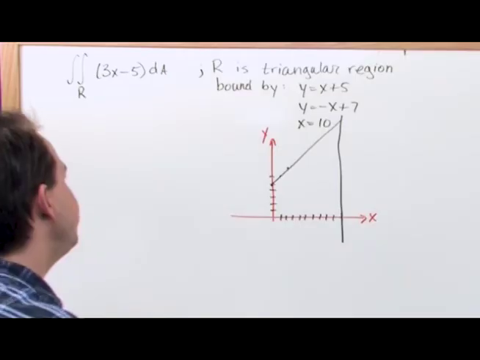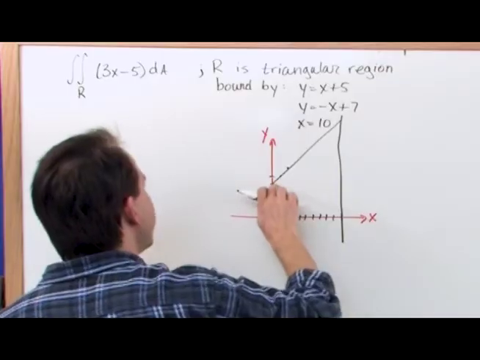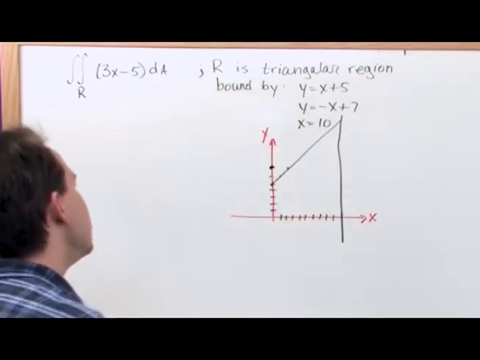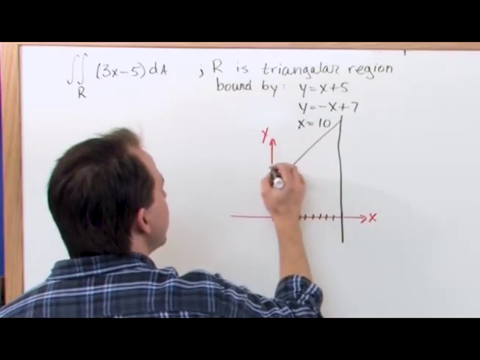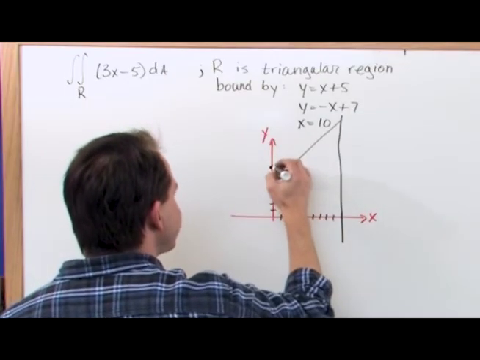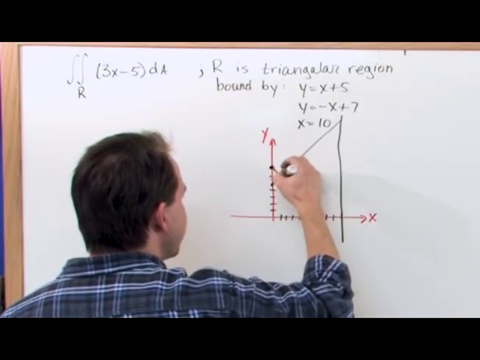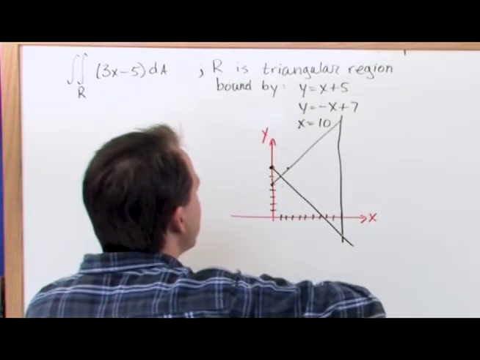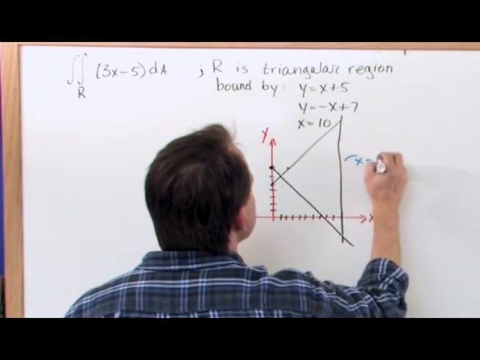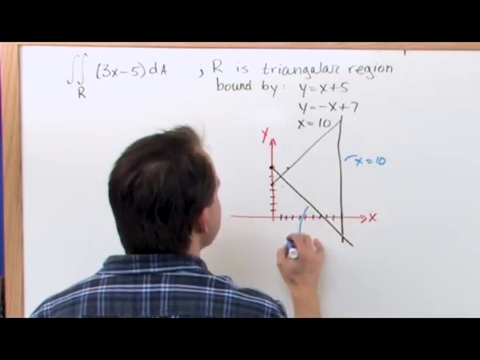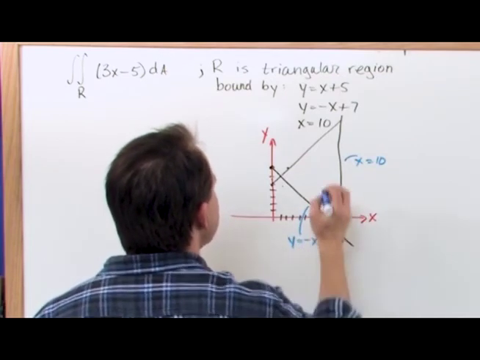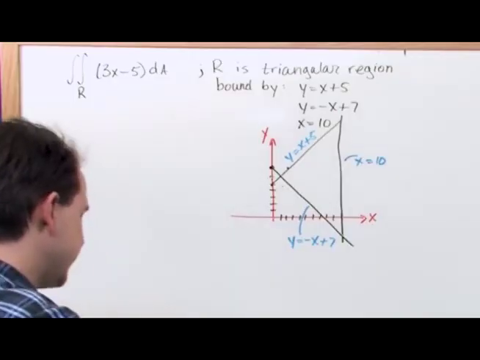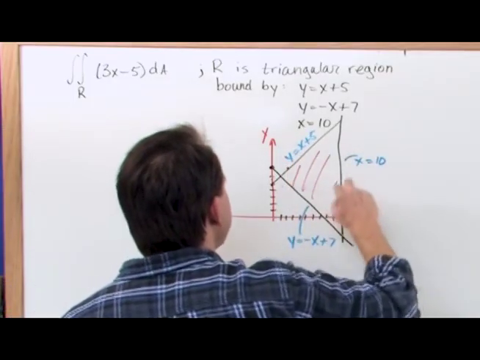Now what does the other one look like? Y-intercept of 7, so that's 5, 6, 7. So the y-intercept is here, but the slope is negative. That means I go down 1 and over 1. So this one goes something like this. So this right here is x is equal to 10. This one is y is equal to negative x plus 7. And this one is y is equal to x plus 5. And inside, you can see quite plainly that this is a triangular region that we're talking about here.